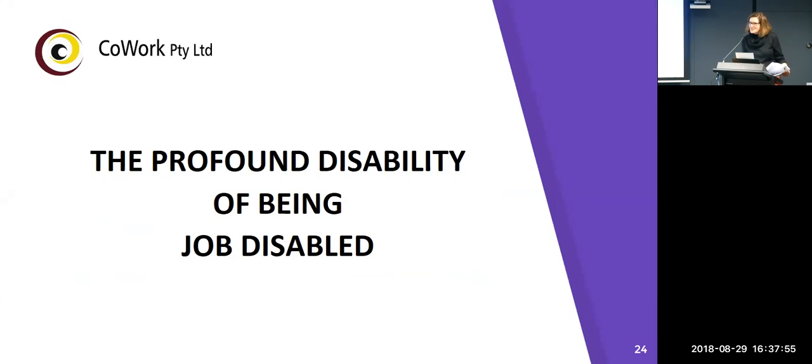The profound disability of being disabled. In our medico-legal work, we see workers who have been job detached for 3, 4, 5, 6 years. Their workers' comp payments may have stopped some years earlier. They're reliant on income from Centrelink, from their spouse, or from their superannuation payments.